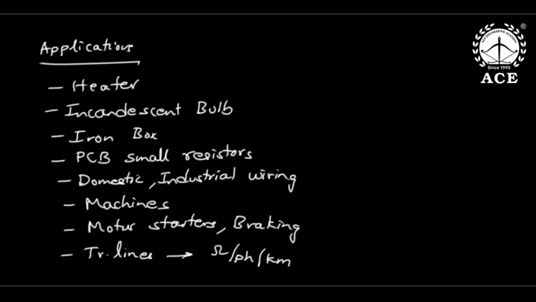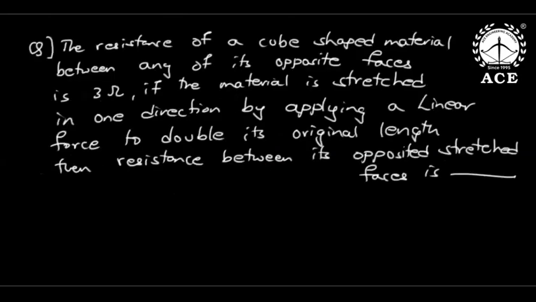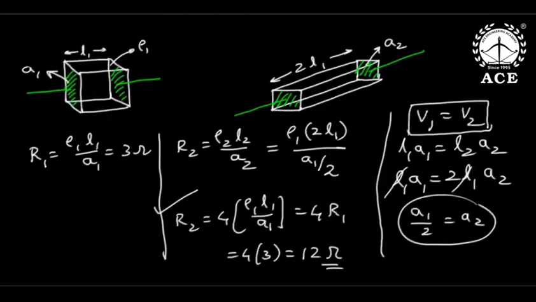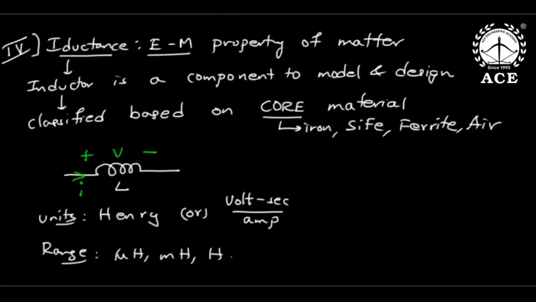Then these are some applications which are modeled as purely resistive loads: heater, incandescent bulb, iron box, etc. Our transmission lines also have a lot of resistance in ohms per phase per kilometer. Then I gave an example application. This cube-shaped material is stretched to double its original length. Then length is doubled but area is halved. So in total, resistance is increased 4 times.